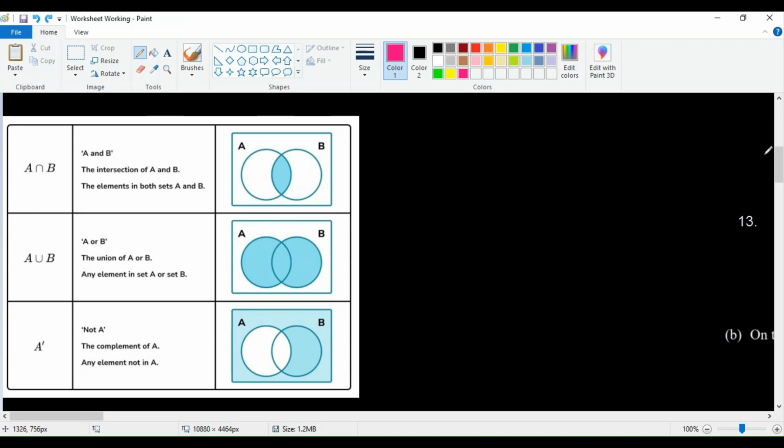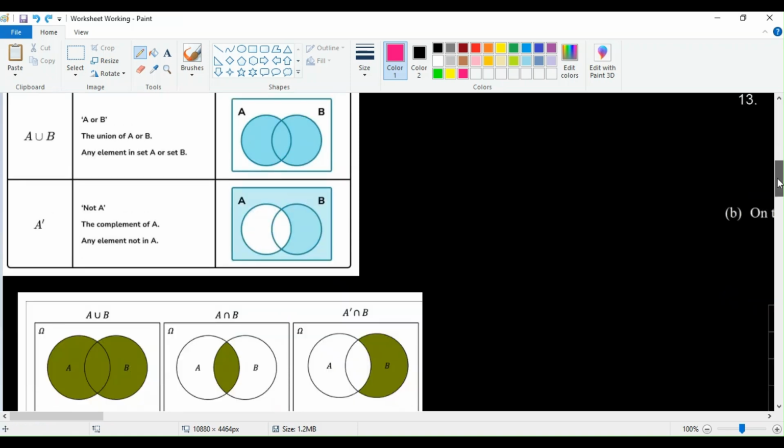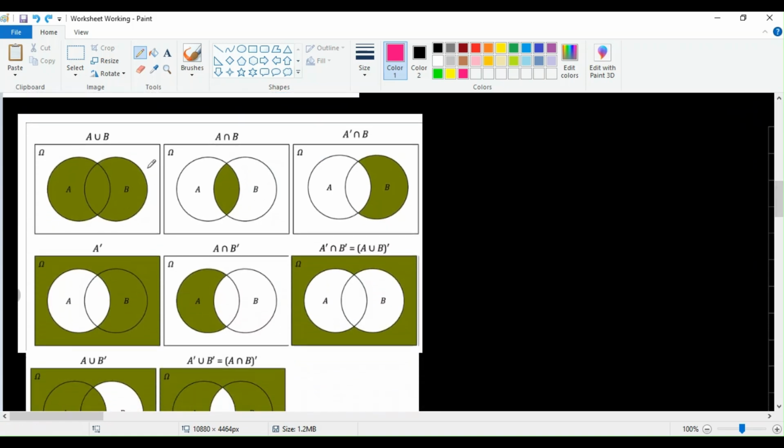Now, when it comes to A complement, you should read this as not in A, or not A. So we shade everything, but we don't shade this part. Understand? I hope this clears your idea about shading the Venn diagrams. Now, when it comes to A union B, you shade nothing, but this area should be shaded.